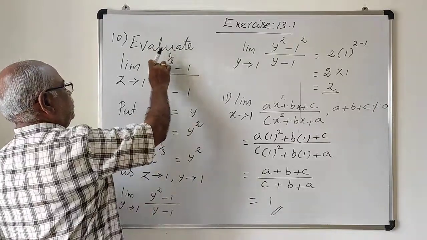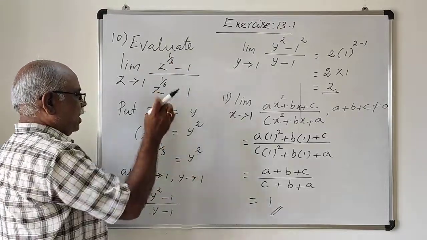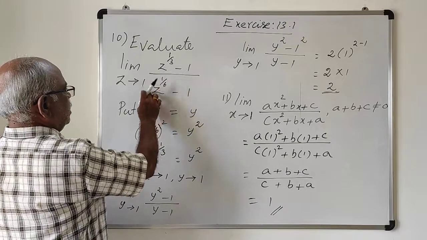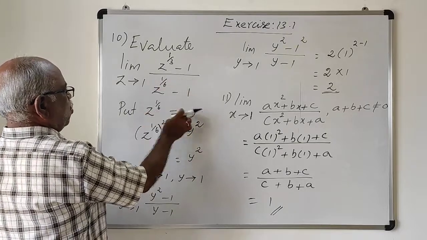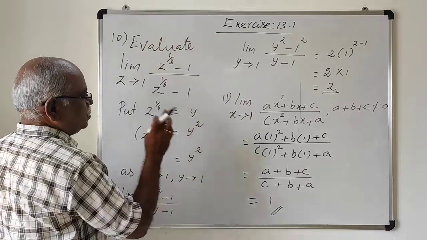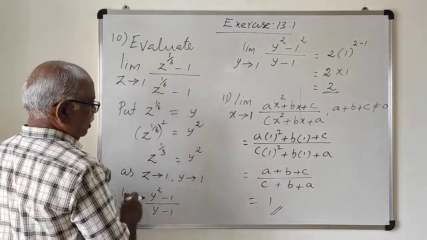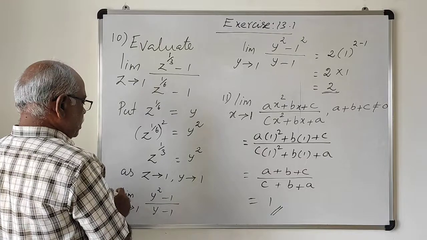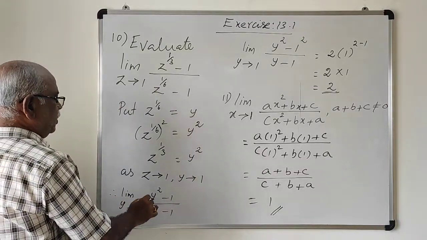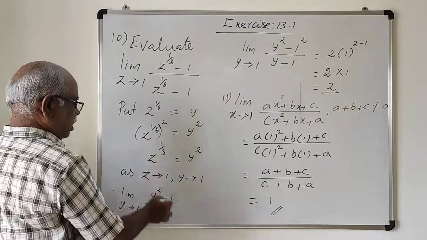So this z power 1 by 3 can be replaced by y square. As z tends to 1, y also tends to the limit value 1. Therefore, limit z tends to 1 is replaced by limit y tends to 1, (y square minus 1) by (y minus 1).